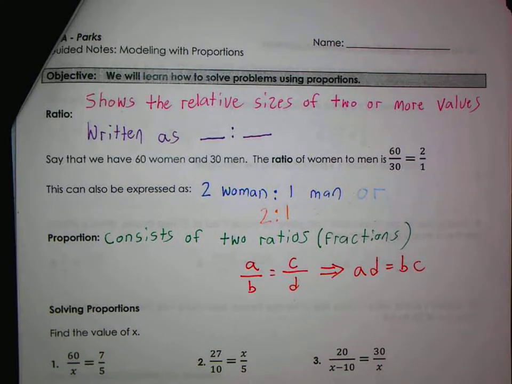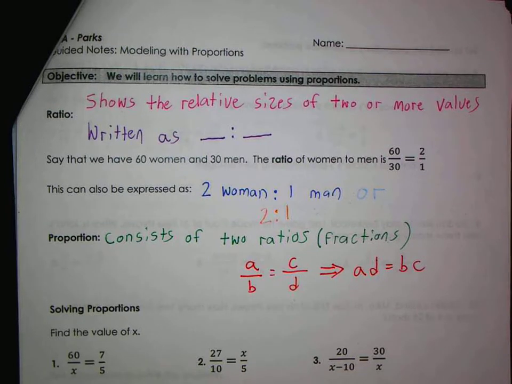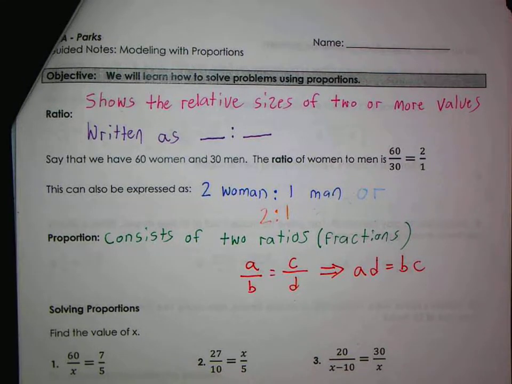So we have something in math called a ratio, and it just shows the relative sizes of at least two values. For example, I could talk about the ratio of girls to boys in this room. I count 1, 2, 3, 4, 5, 6, 7 girls. And just to make it one boy, I'll count myself as a boy.